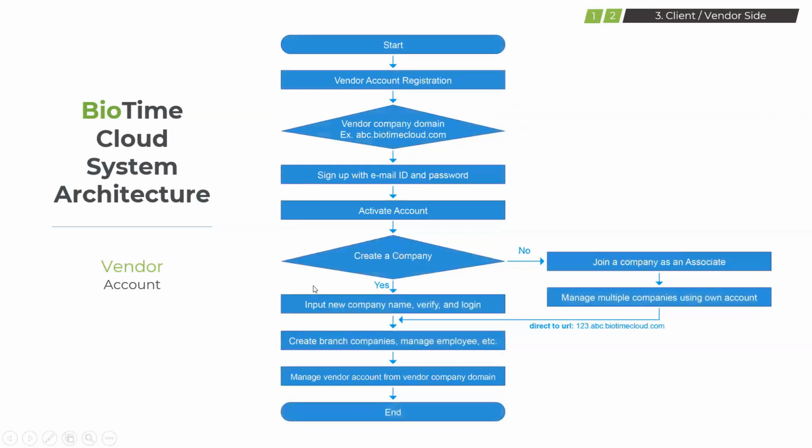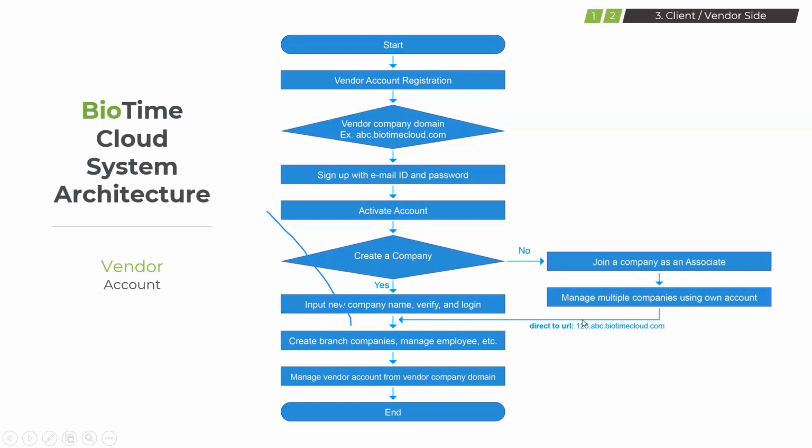Next, we will move on to the vendor account. How is vendor account registration done? Using a vendor company domain, let's take an example: abc.biotimecloud.com. The end user who is going to sign up their company information under this vendor will sign up with the email ID. They will go to abc.biotimecloud and activate account. Create a company means creating their own company so that it will be under this particular vendor. So their new company name is 123 and the vendor name is abc.biotimecloud.com.